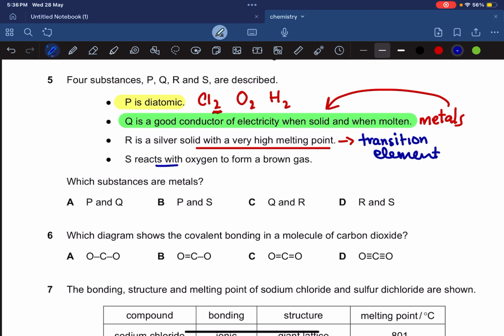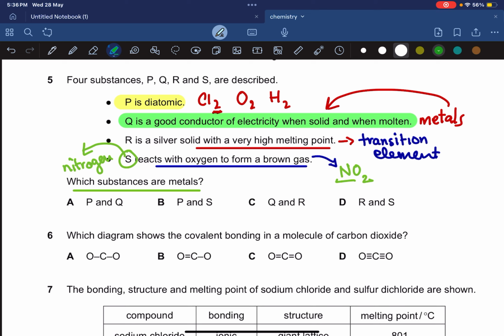S reacts with oxygen to form a brown gas. I guess they're talking about nitrogen dioxide, NO2. So S can be nitrogen, because nitrogen dioxide is a brown gas. Which substances are metals? Okay. For example, the first thing I'd like to tell you guys is metals cannot be diatomic. So first thing that we do is we cross out this option and this one, because nitrogen is also not a metal. The two metals that we found are Q and R.